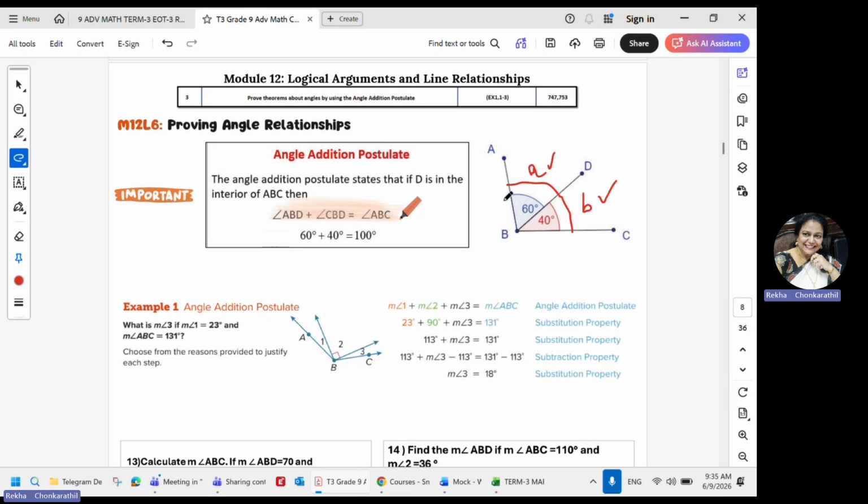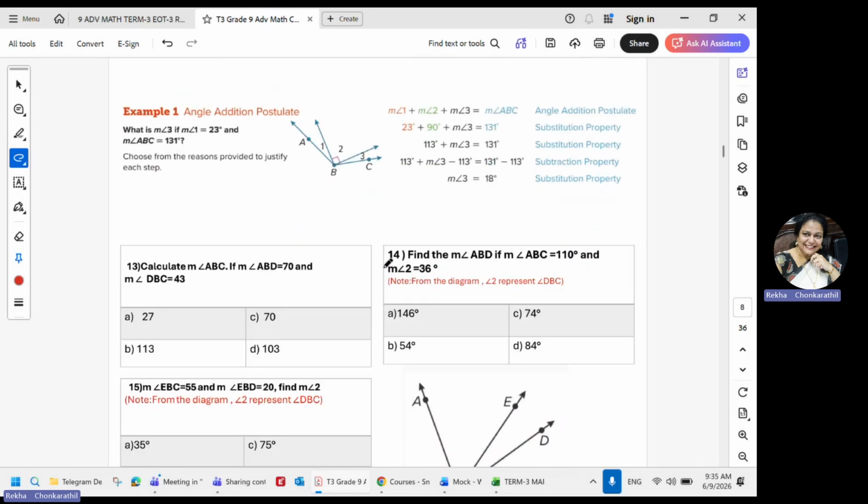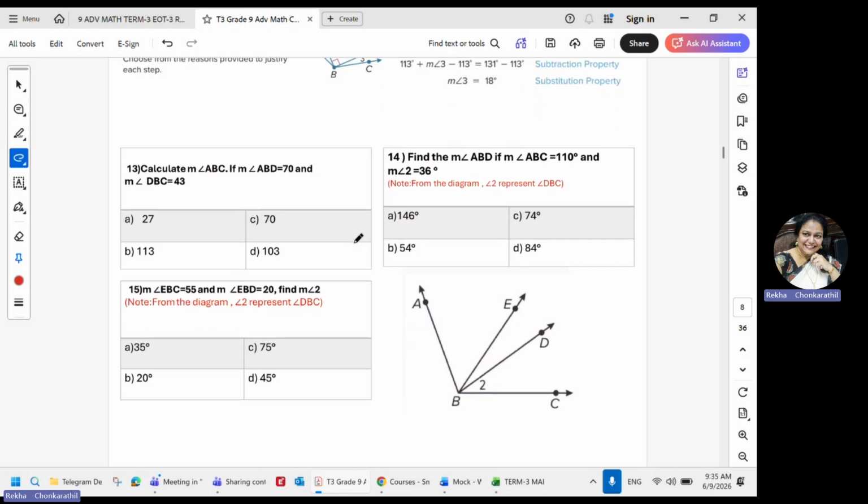Okay, if any big angle is divided into two parts, it's not equal parts always, it is just two parts, then the two parts when you add, you get the bigger angle. Hope I'm clear. Let's do some sample questions based on this. Now here the diagrams are not given, so it's better that you draw the diagrams yourself. Or in this case, I think we can use this figure for all these three questions. Calculate angle ABC if angle ABD is 70 and DBC is 43 degrees.